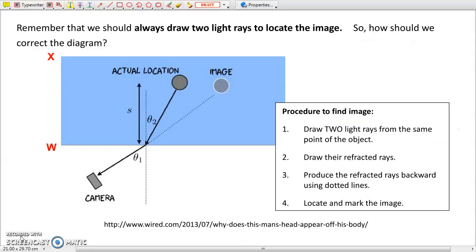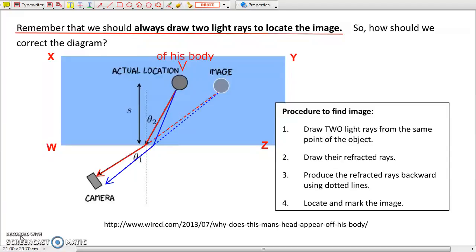Now, a light ray from the body of the professor travels towards the glass surface and is refracted when it enters air. The light ray bends away from the normal as it travels towards the observer's eye. If you draw two similar light rays in this way and produce the refracted rays backward, you can see the observer would believe that the light rays come from this point, which is the image of the object. In other words, an image of his body is formed on the right of his body.